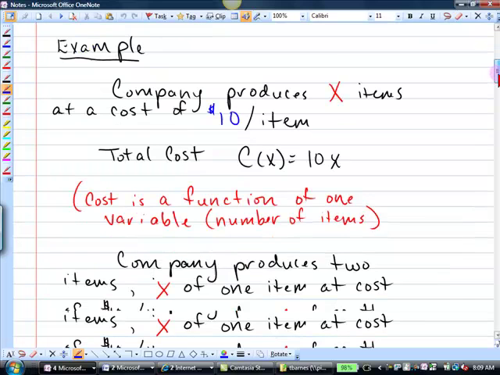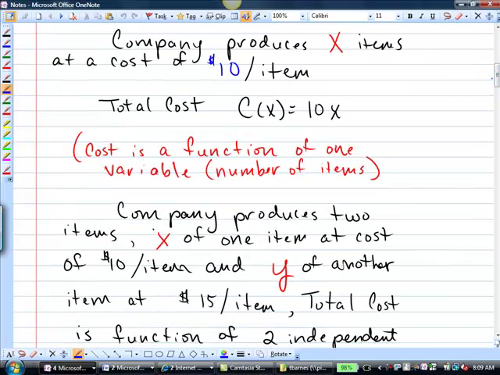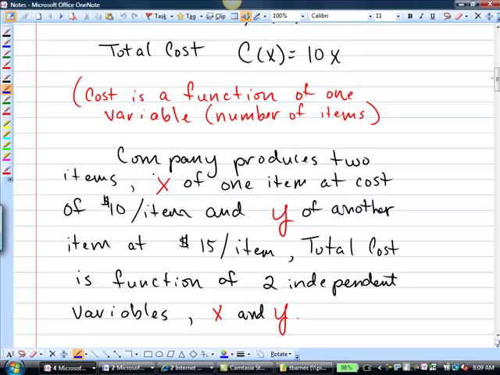But the second part says the company produces 2 items, X of one item at a cost of $10 an item, and Y of another item at $15 an item. So now to figure the total cost, we have to think about both of those things. So the total cost is a function of 2 independent variables, X and Y. In what we've done up until this point, X has always been independent and Y was dependent on it. So you had one independent and one dependent. Now we've got 2 independent variables.